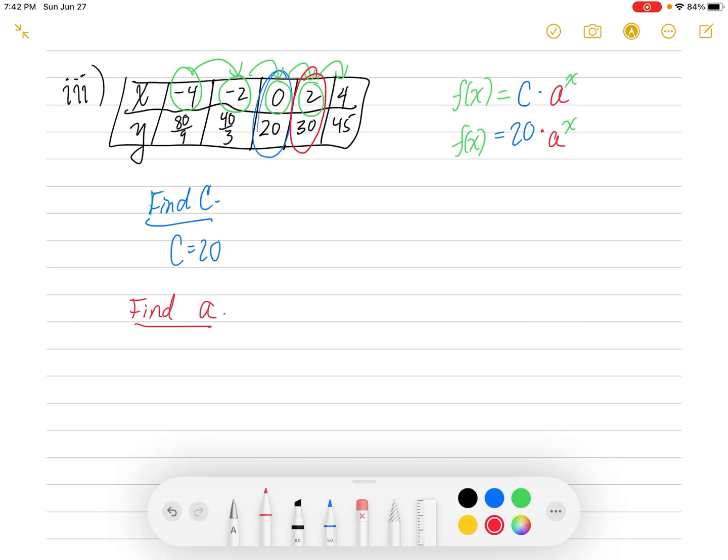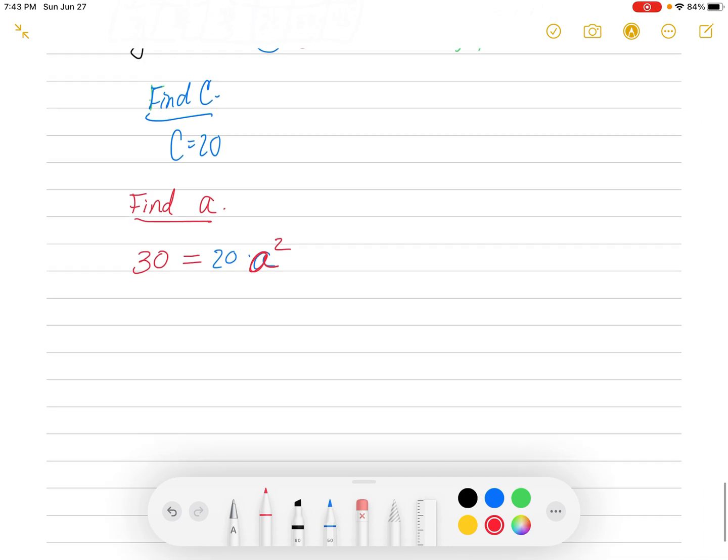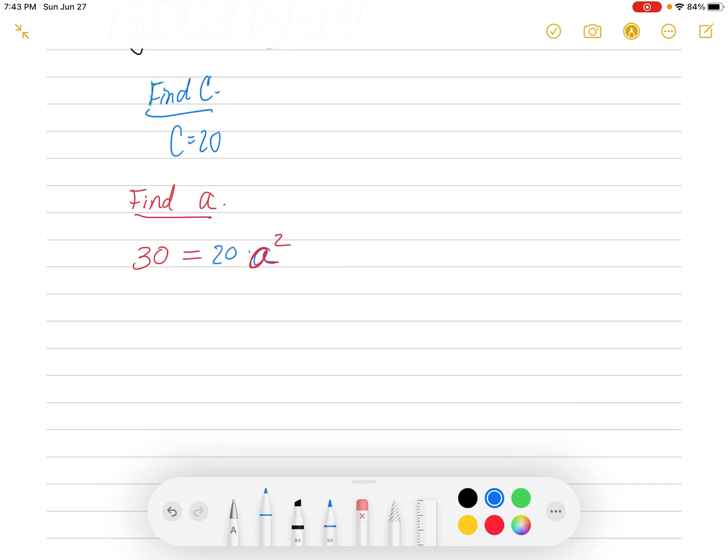So let's find a. Let's use a little algebra, which we've done. So I'll take this second point here, 2, 30, okay? So when we have the point 2, 30, the x value is 2, the y value is 30. So in place of f of x or y, I'm going to write a 30. You get 30 equals 20 times a. A should be red. And in place of x, I'm going to put 2, right? So here x is 2 and y is 30. So now I have to solve this for a.